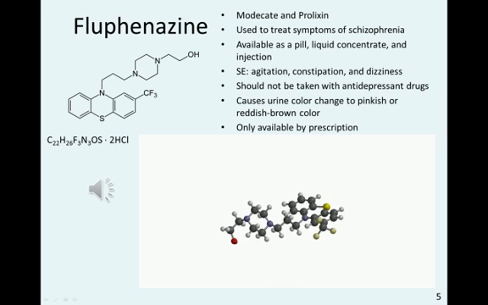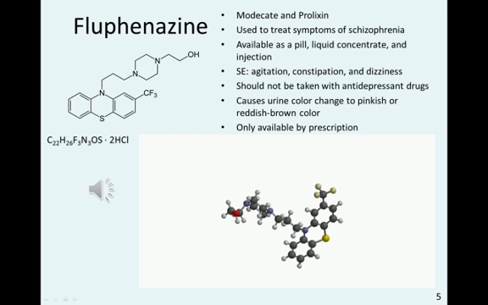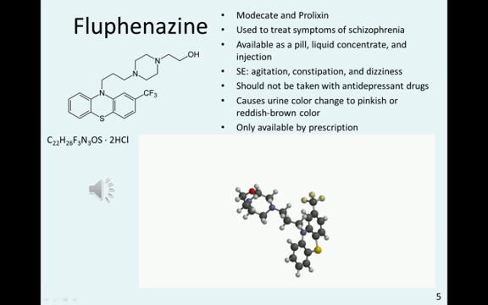Fluphenazine. It is used to treat symptoms of schizophrenia, and some side effects include agitation, constipation, and dizziness.